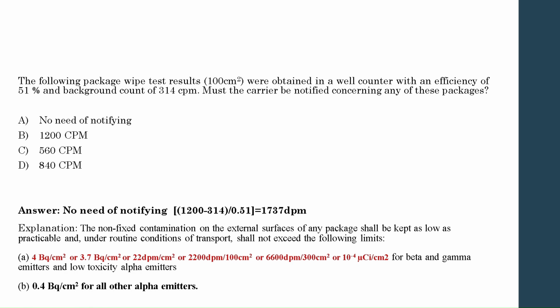And other limits are 6600 dpm per 300 centimeter square, and in terms of microcurie it is 10 raised to the power minus 4 microcurie per centimeter square. These all mean the same, only the units are different.